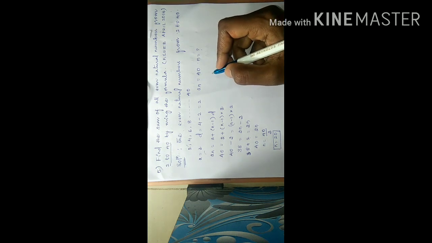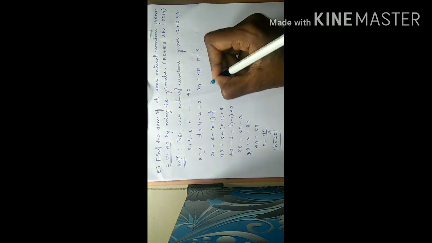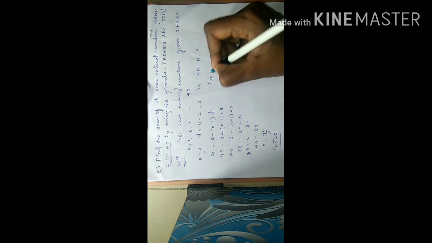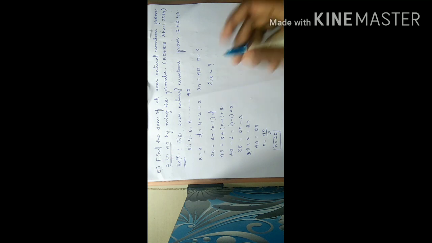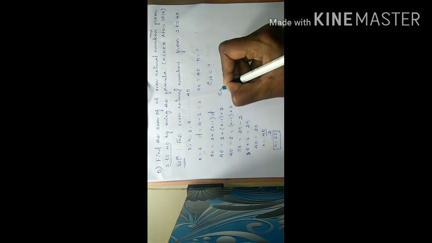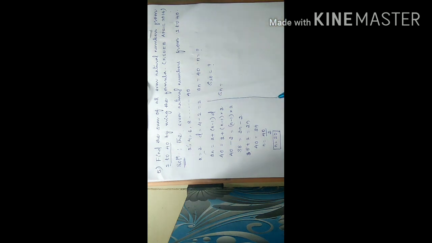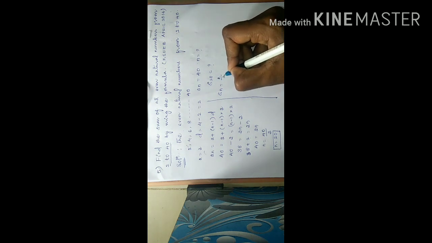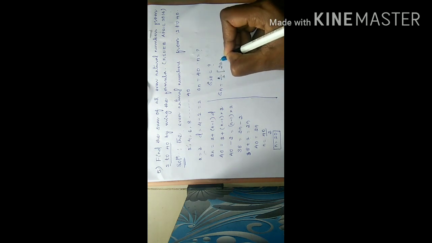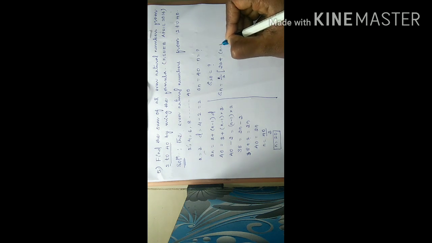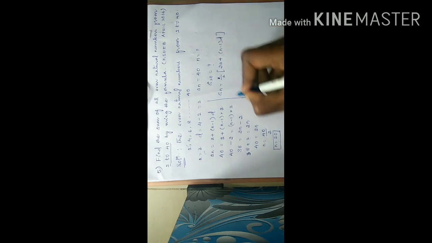Now we need to find out the sum of 20 natural numbers. So n is equal to 20. So we know the formula. Sn is equal to n by 2 into 2a plus n minus 1 into d.